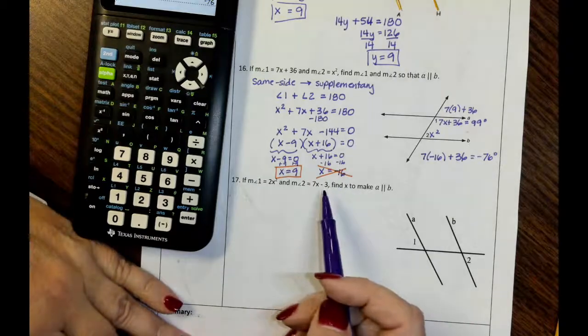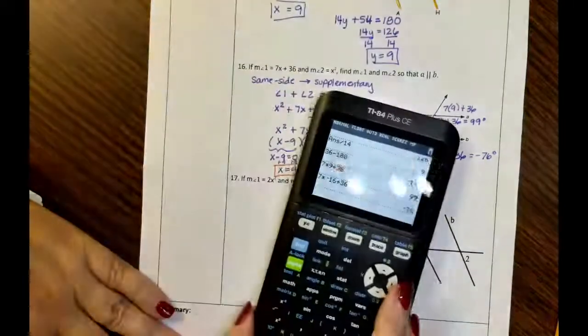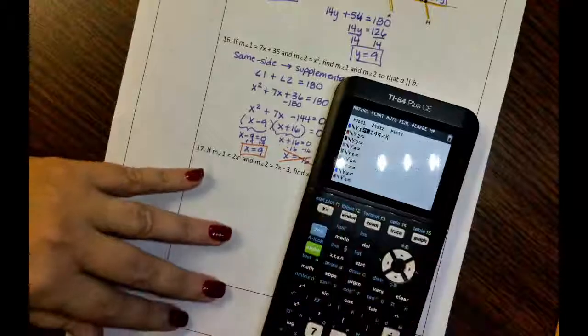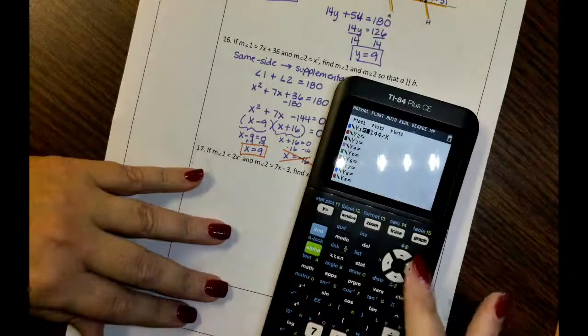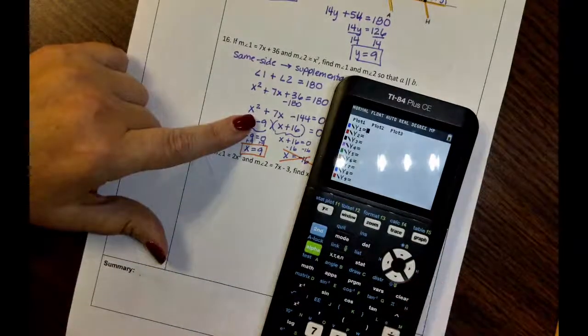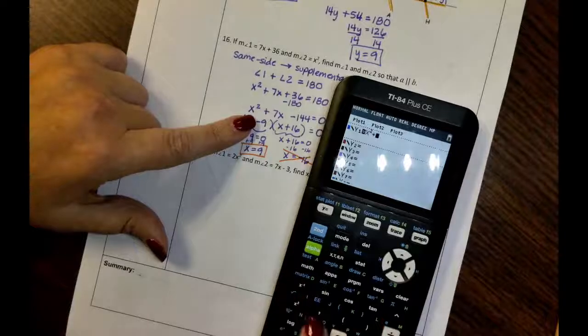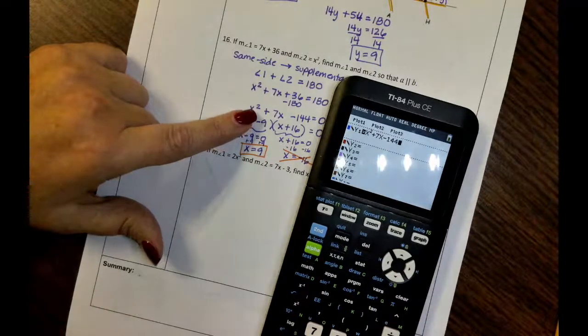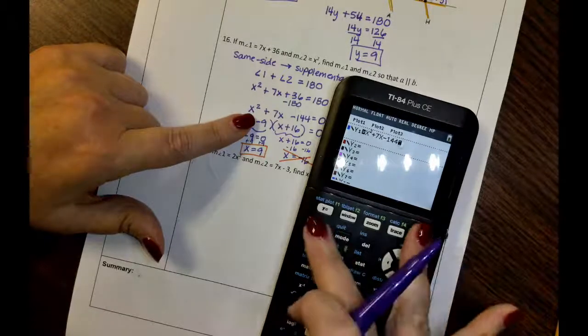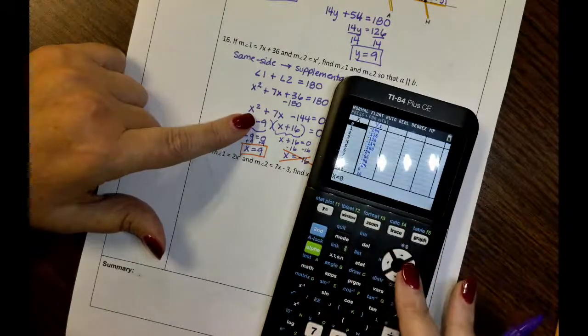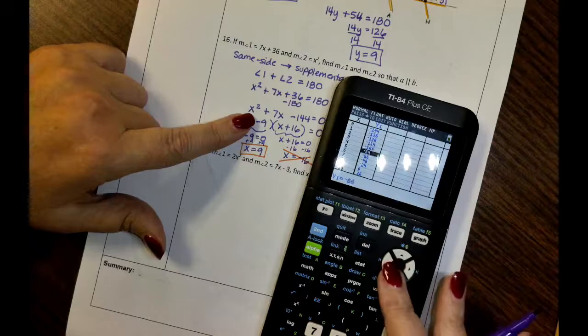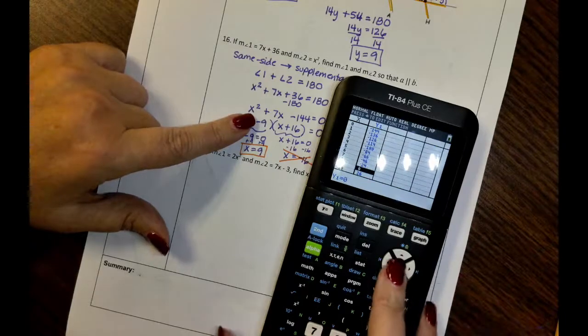Now, one way to do this with graphing is you can graph this equation, and what you're looking for is where it equals 0. So you're looking for where your y value equals 0. Go look at your table and look at where your y value equals 0. So right here at 9, you have a y value equal to 0.